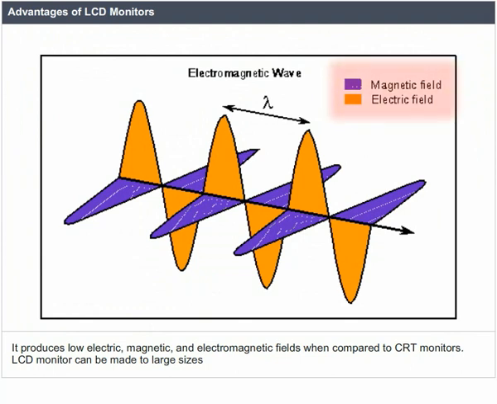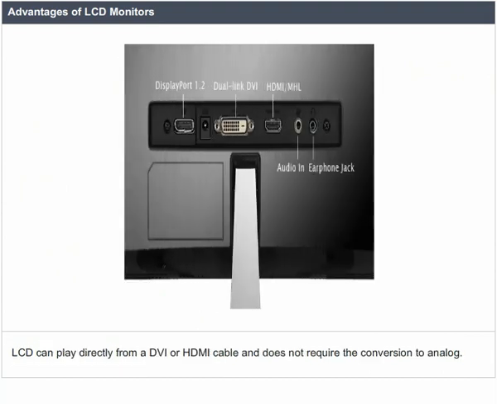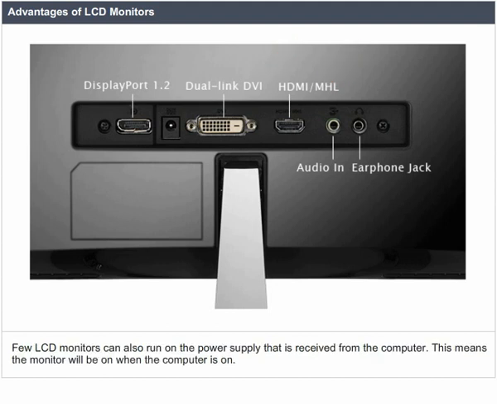LCD monitors can be made in large sizes. An LCD can play directly from a DVI or HDMI cable and does not require conversion to analog. A few LCD monitors can also run on the power supply that is received from the computer. This means the monitor will be on when the computer is on.